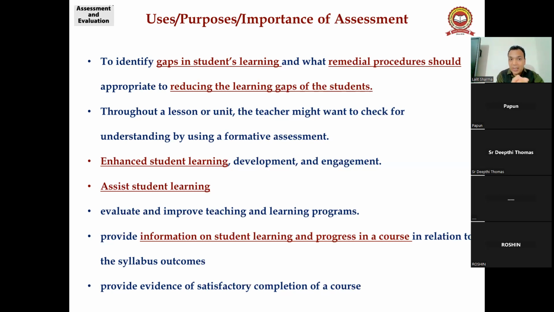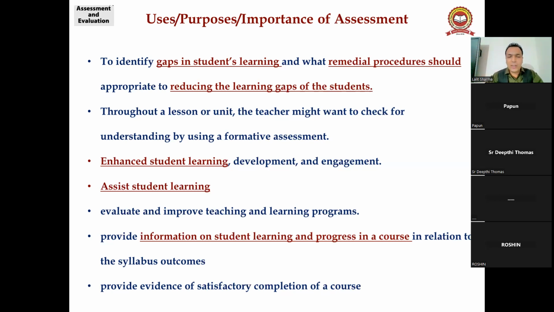You have to find out the gap in the student's learning. Then you have to provide the remedial procedure. Then you have to reduce the learning gaps of the student. You have to work on the area of improvement of the student. This is called teaching. Teaching is not about having a syllabus that we have to finish, and we are teaching in English. This is not right. This is not teaching. Teaching involves a lot of things.